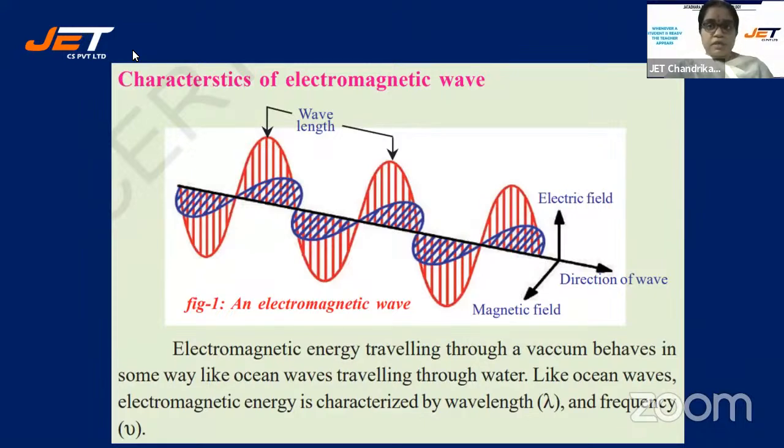So coming to the characteristics of electromagnetic wave. This is how the electric and magnetic fields are perpendicular to each other. You can see here, this red one is the electric field, and this blue one is the magnetic field. These are perpendicular to each other and are at the right angles to the direction of propagation of wave. This is the direction of wave. Electromagnetic energy traveling through a vacuum behaves in some way like ocean waves traveling through water.